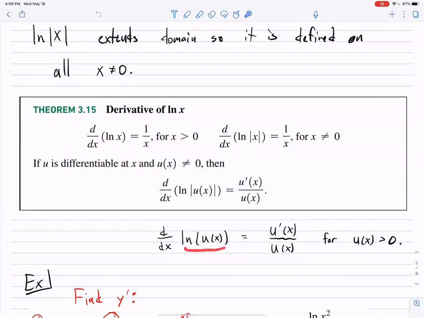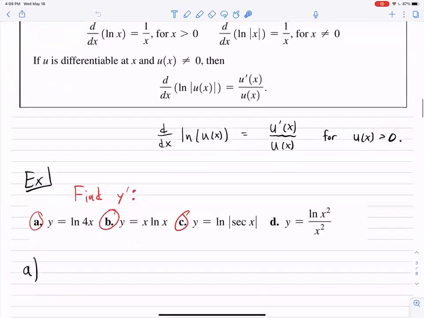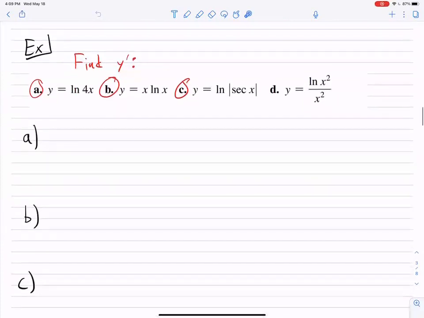Because remember, you have to be able to plug in positive things into natural log. And so that's the idea. So let's do some examples. So let's find y prime.